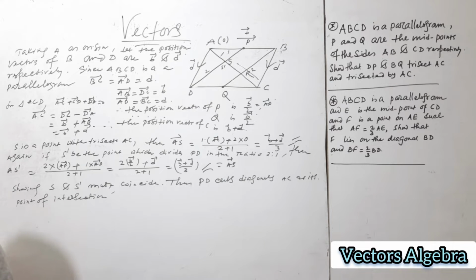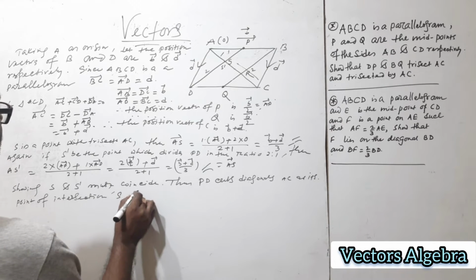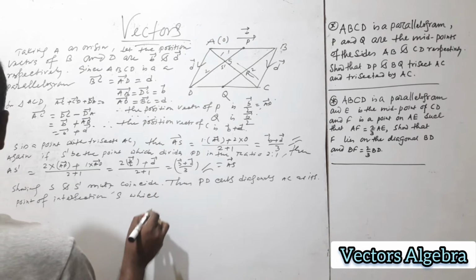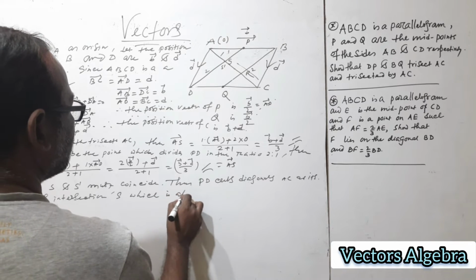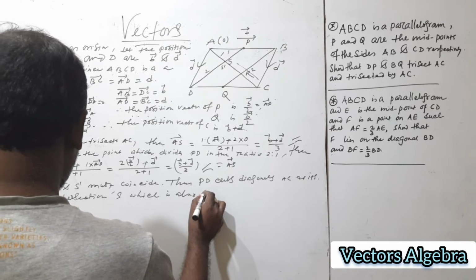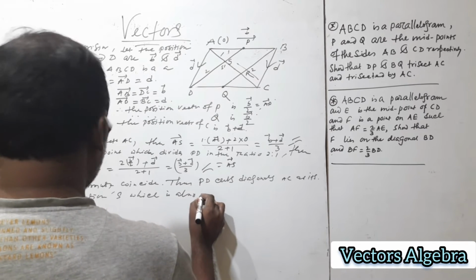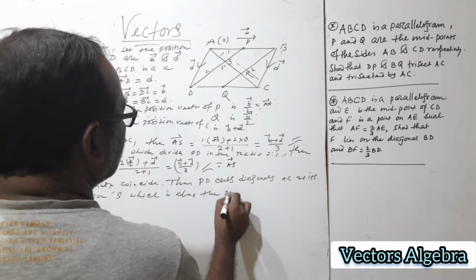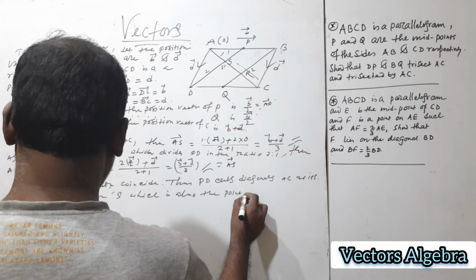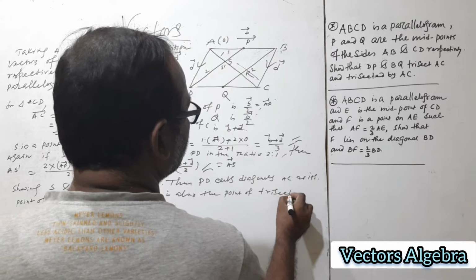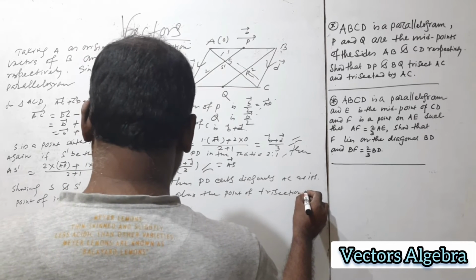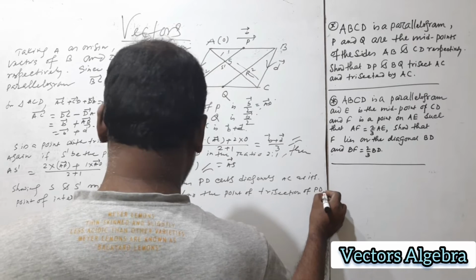Point of intersection is also trisected, which is also the point of trisection of PD.